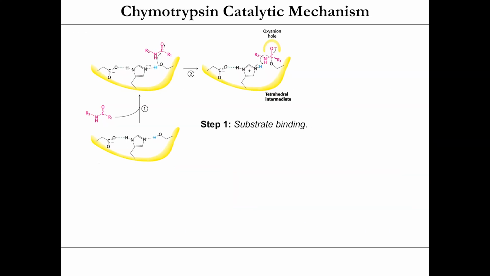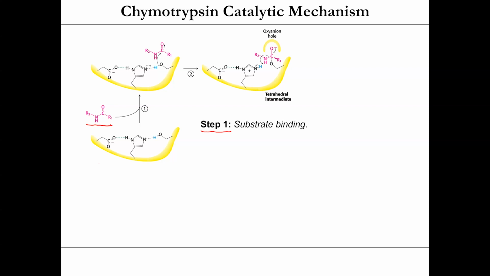So now that we've looked at the catalytic triad of residues involved in chymotrypsin, we can actually go through each of the steps of the catalytic reaction and see how these catalytic residues actually generate the reaction product. So we'll go through it step by step. So step one is just the substrate binding to the active site.